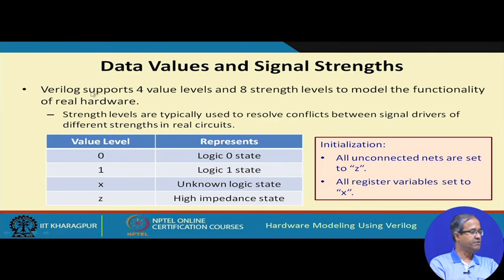Well, in addition to these value levels, there are strength levels also. Strength level talks about something like this: if I connect two signals together, which of the signals is stronger? If my first signal is stronger, then the final output will be dominated by the stronger signal. That is the concept of signal strength.